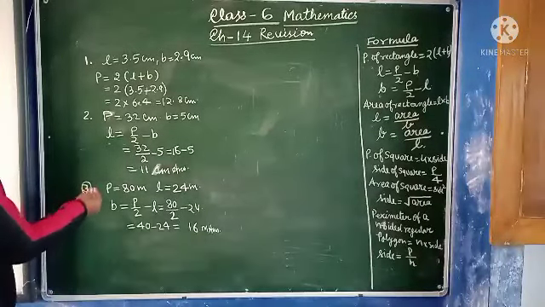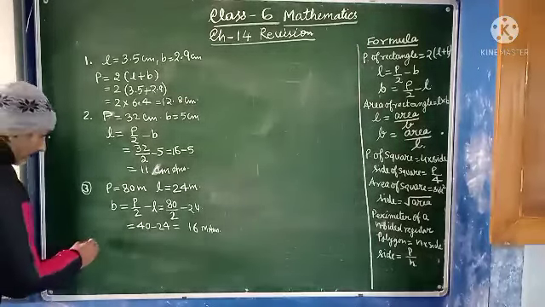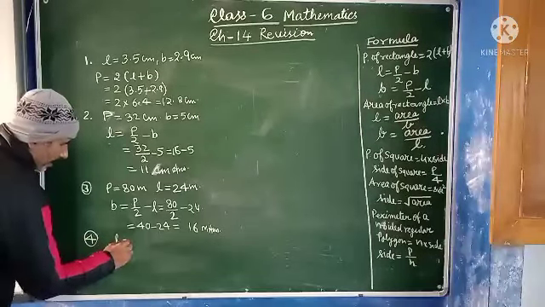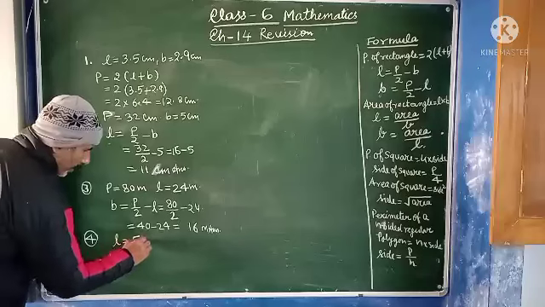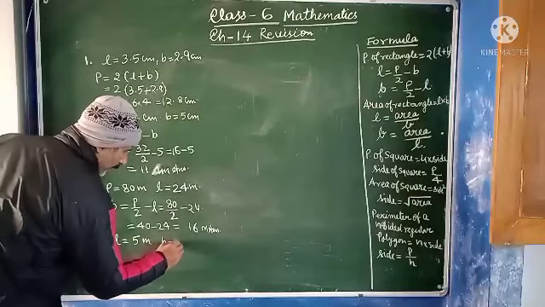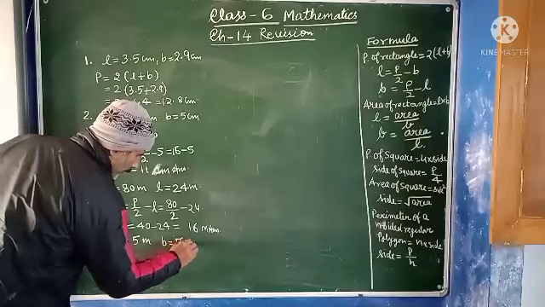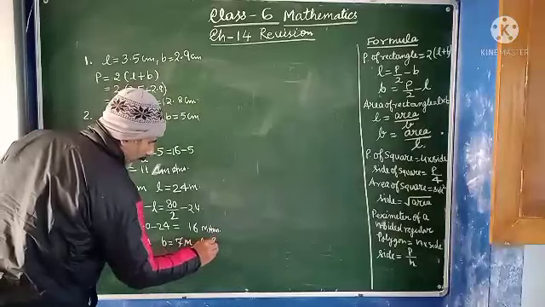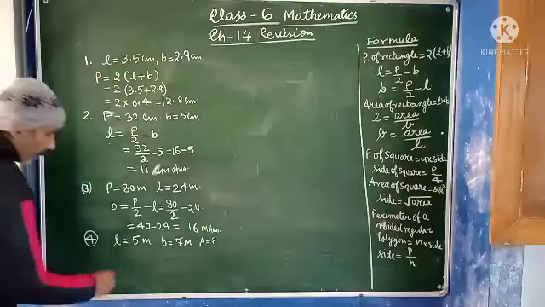Now the same way, you can find the area when length and breadth are given. Length is given 5 meter, breadth is given 7 meter. We want to find the area A. So we will write the formula of area.